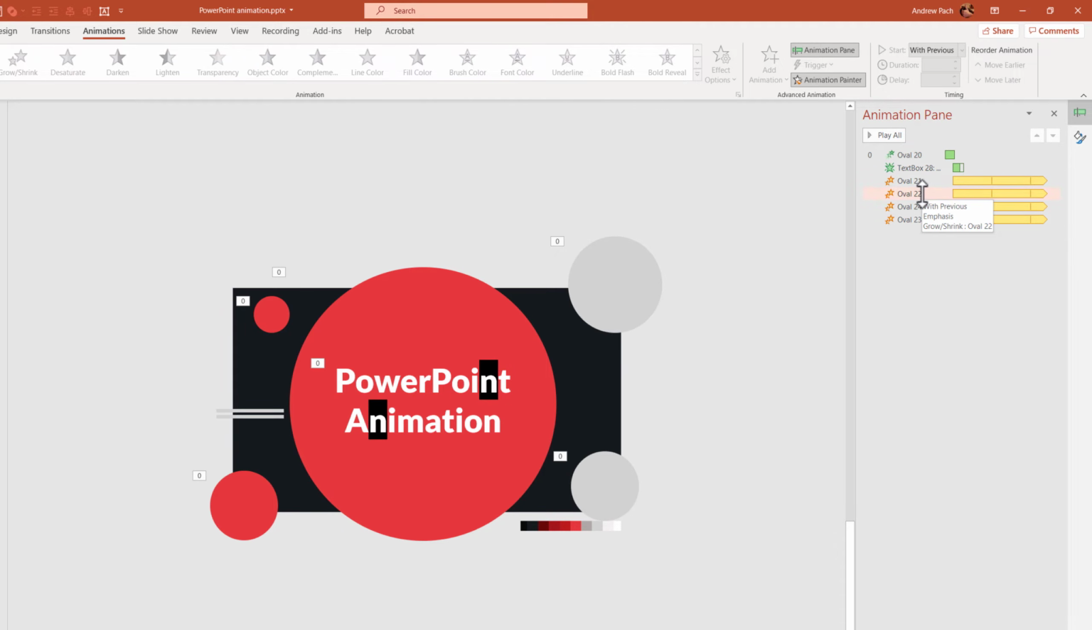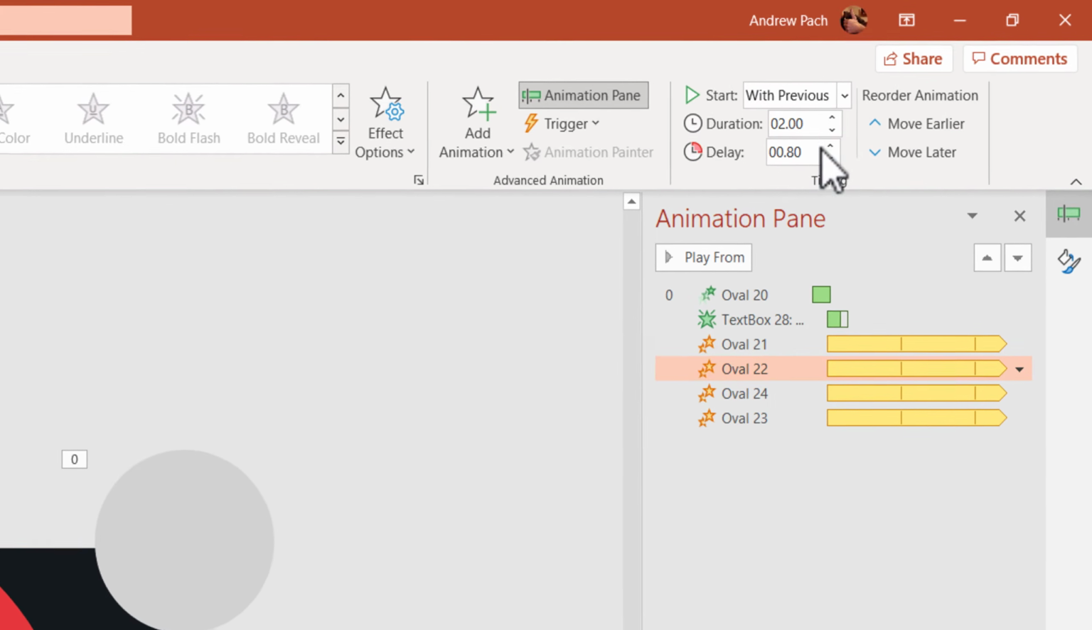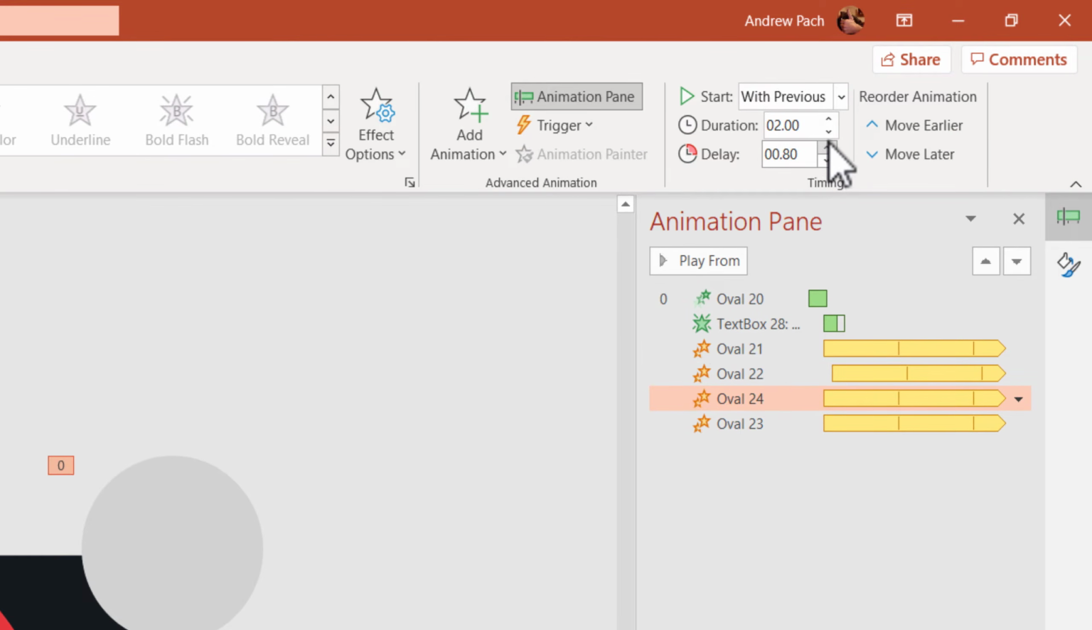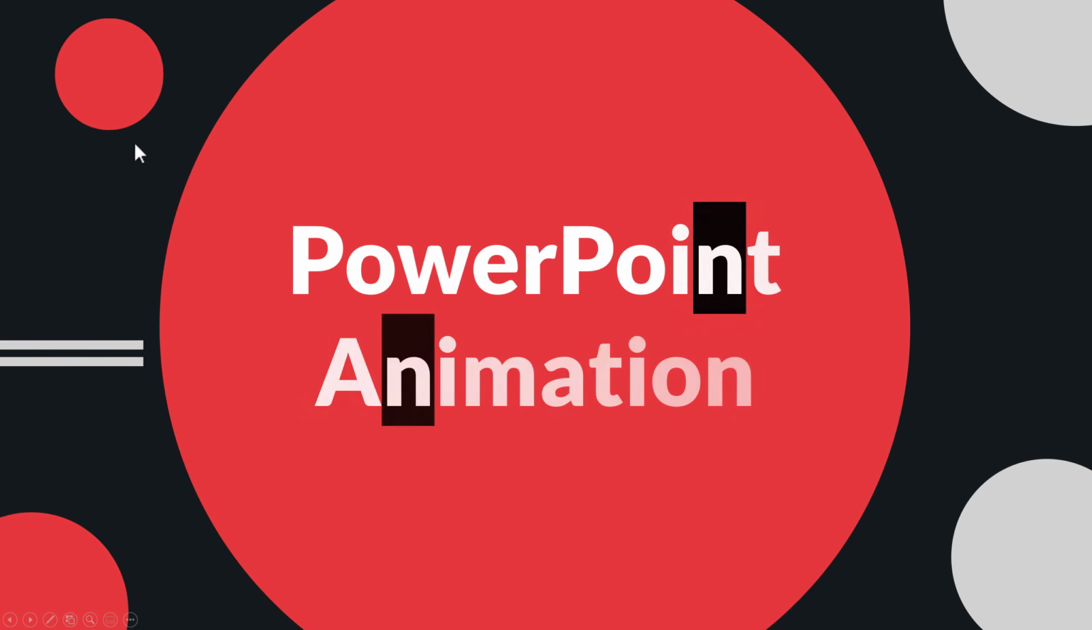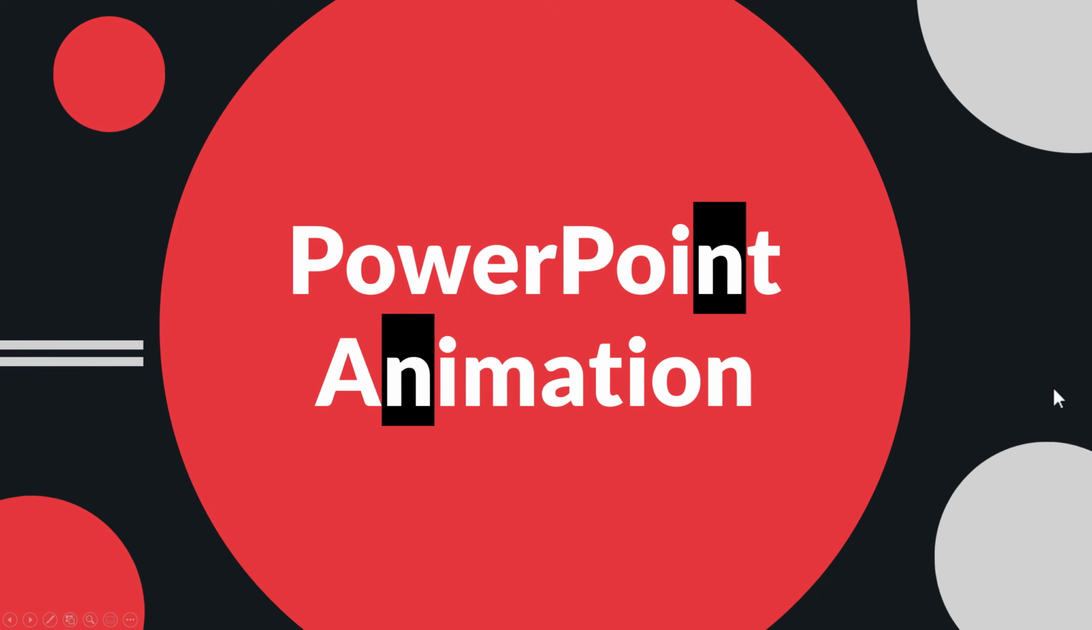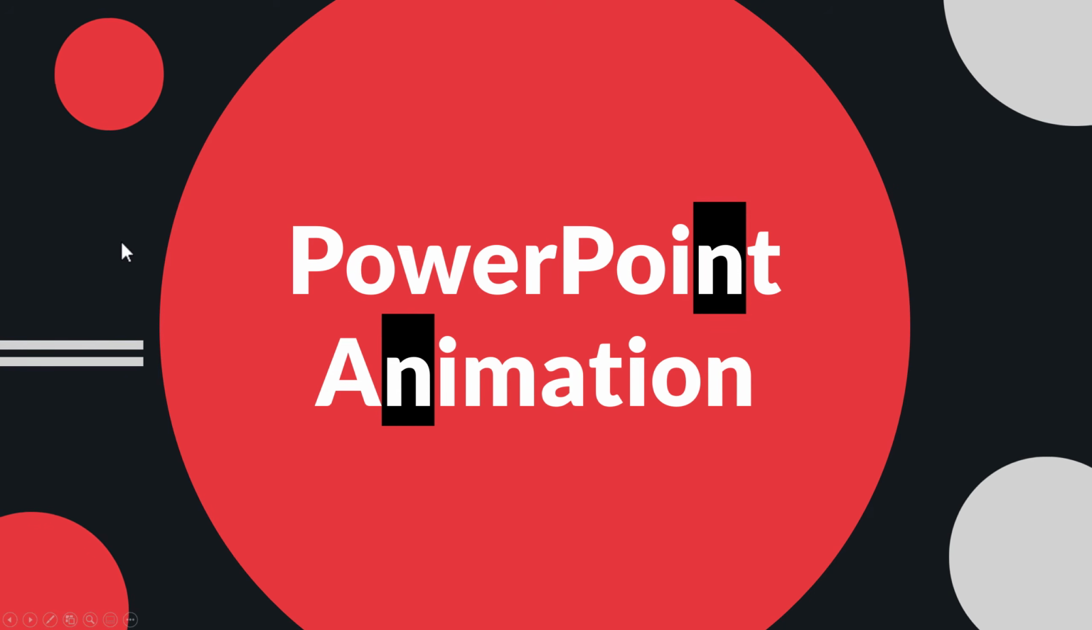In order for it to not be so uniform across the entire screen, I will just click on each animation and give it a slight delay. It doesn't really matter how much because I will still do another animation on top of it. Let's preview what we have. Currently, we have this animation in the middle and those organic circles. Everything has a different animation to it.